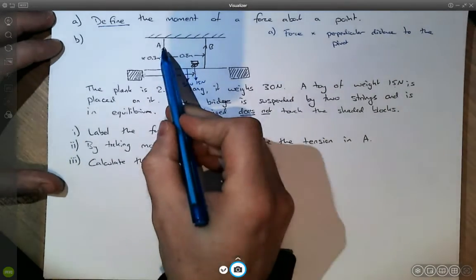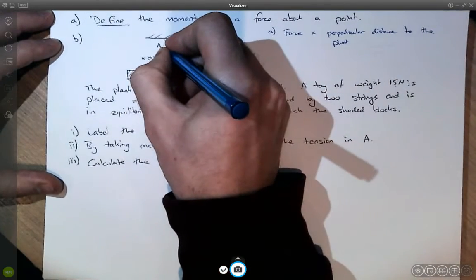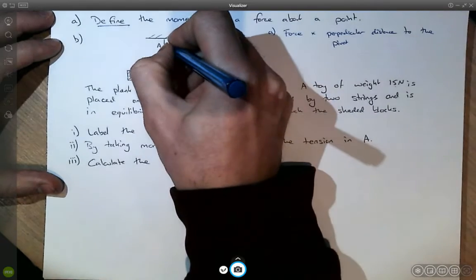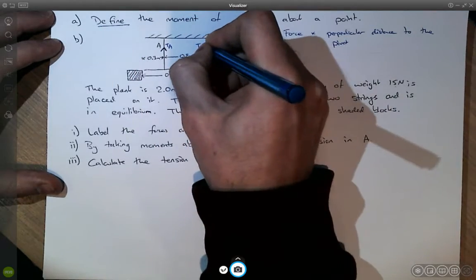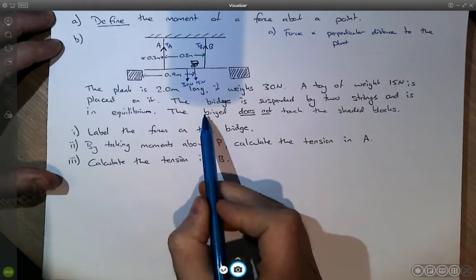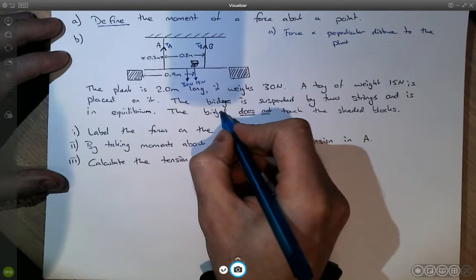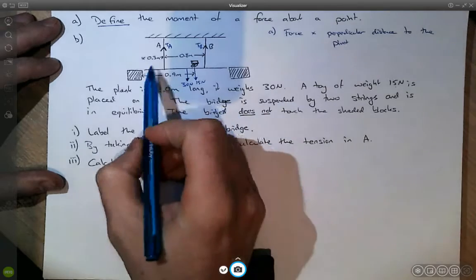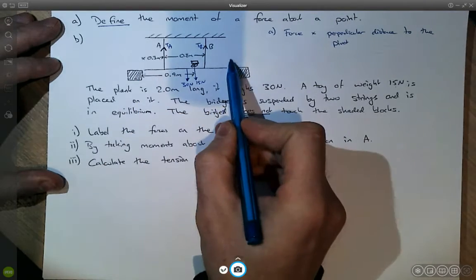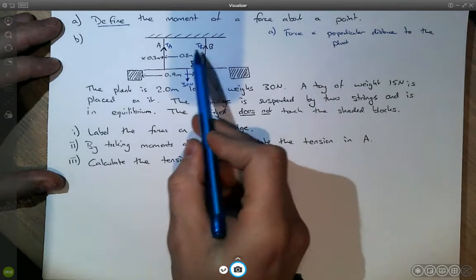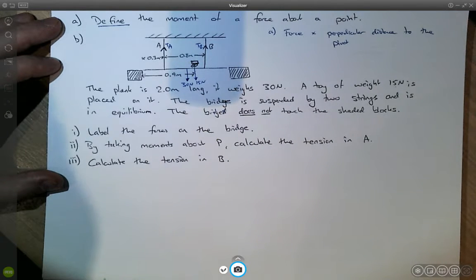Then we've got the tension in A. That was actually already labeled on the bridge. I'm just going to write TA, and then the tension B as well. And importantly, the bridge, spelt completely wrong, does not touch a shaded block. So there's no resultant force, there's no reaction force up here. So these are the only 4 forces we need to take into account.